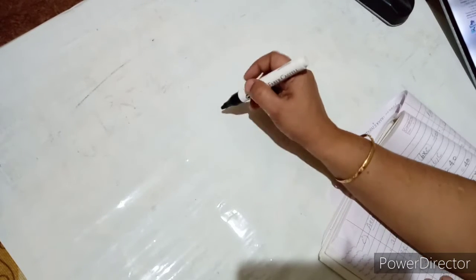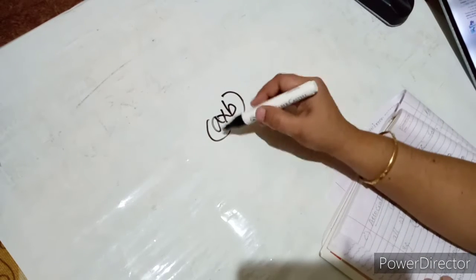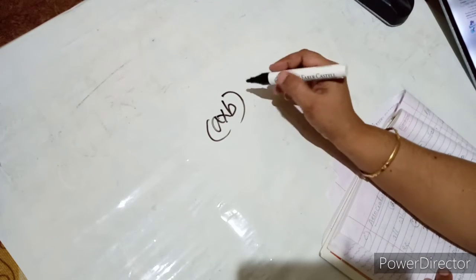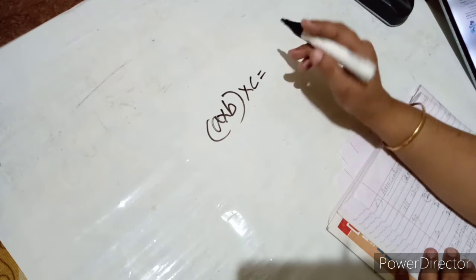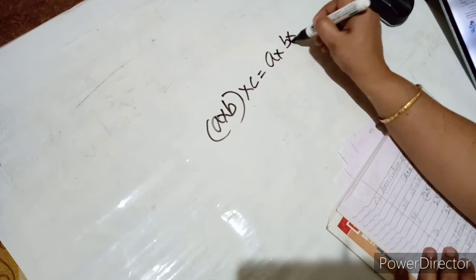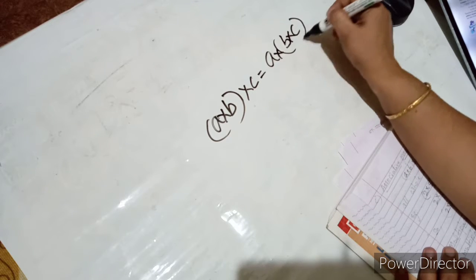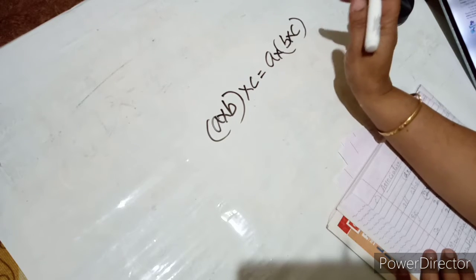Next is associative property of multiplication. That means if we multiply three numbers, we are taking A into B, A and B in one group, and that product is multiplied with C, which is the same as A multiplied by B multiplied by C, where here we are grouping B and C, and that product is multiplied with A.